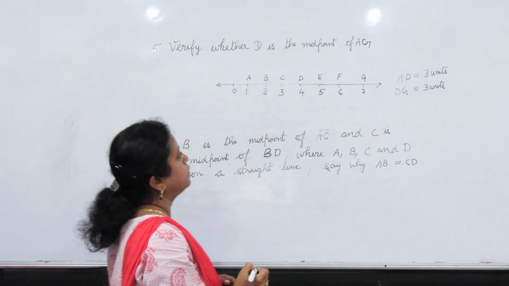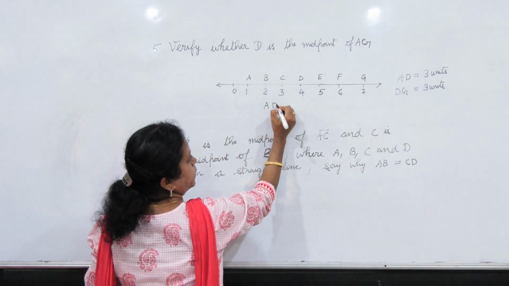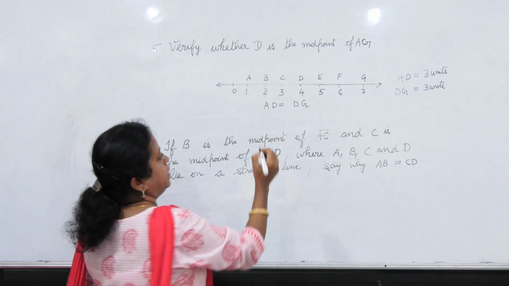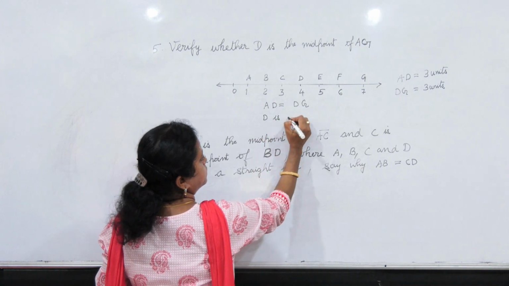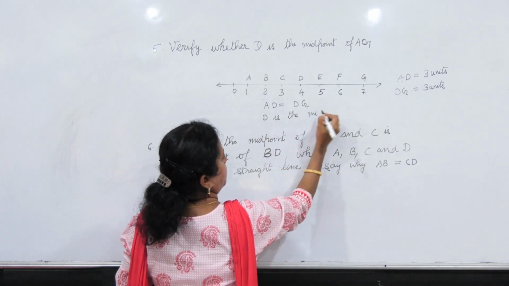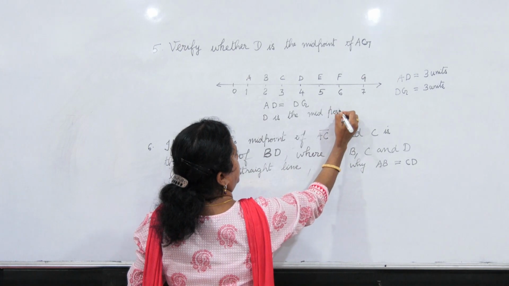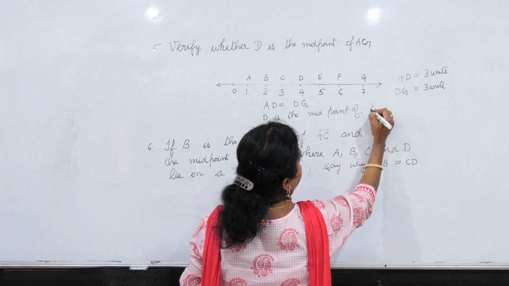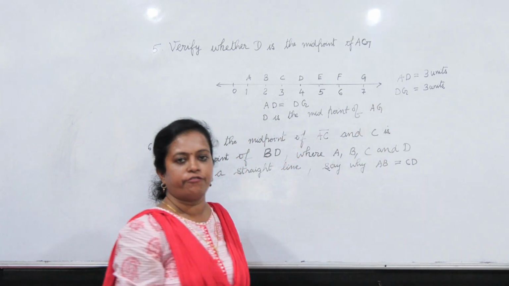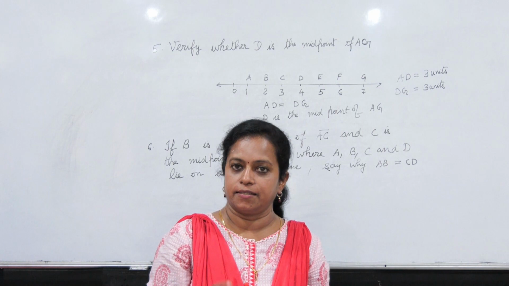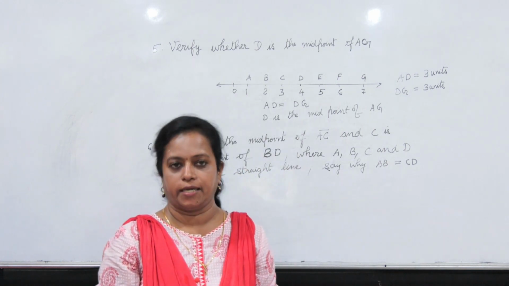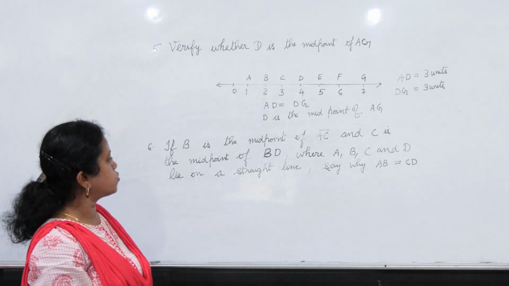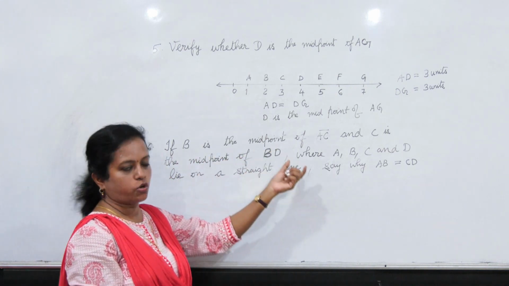So what did you observe? AD is equal to DG, which shows that D is the midpoint of the given line segment AG. So we have verified that D is the midpoint of the given line segment AG. Clear? Now we go for the sixth question, which reads, B is the midpoint of AC.